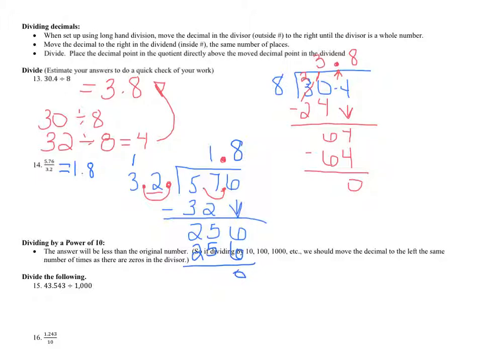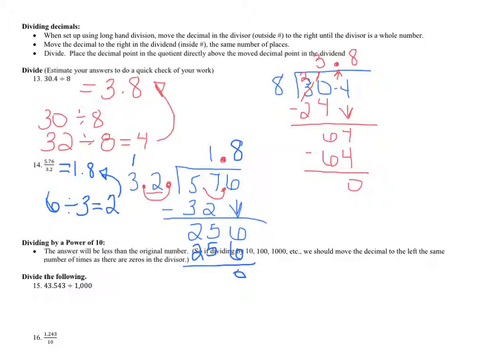As a quick check, I can first start by rounding each number to the nearest whole value. So 5 and 76 hundredths would round to 6. I want to divide that by 3 and 2/10, which rounds to 3. 6 divided by 3 does come out nicely to 2, and I can see 2 is pretty close to that 1.8, which is a good check.